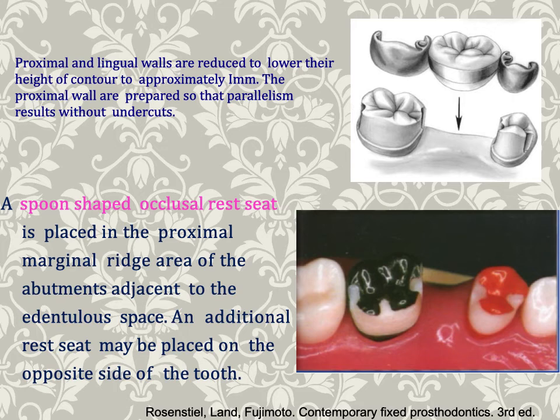The second picture shows spoon-shaped occlusal rest seats which are placed in the proximal marginal ridge area of the abutments adjacent to the edentulous space. An additional rest seat may be placed on the opposite side of the abutment tooth.